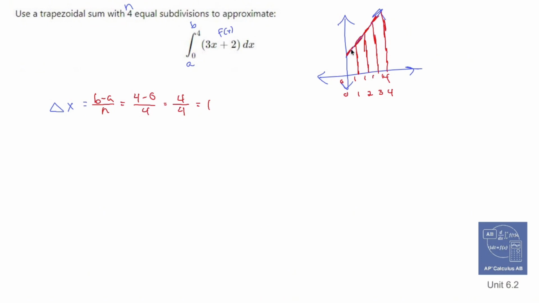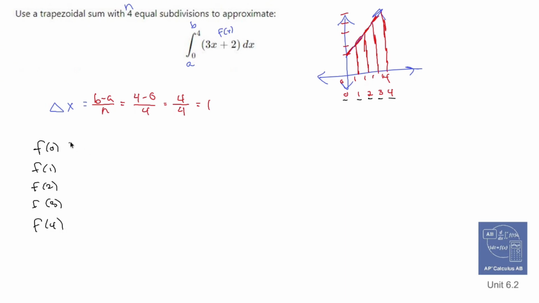What I don't know is how tall each of these is. With Riemann sums, we focused on rectangles. Well, with trapezoidal sums, we're focusing on trapezoids. So I don't just want 4 of them, I want all 5 of them. I want to find f of 0, f of 1, f of 2, f of 3, and f of 4. So my next step is to use all of the endpoints, not just some of them.